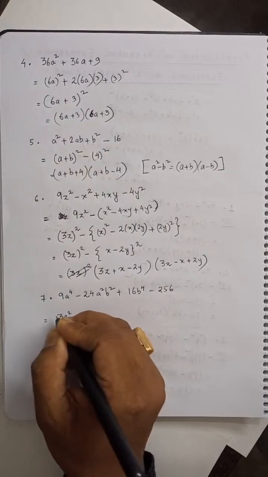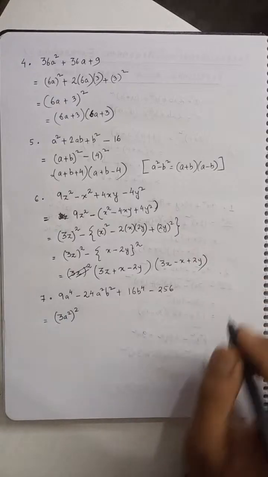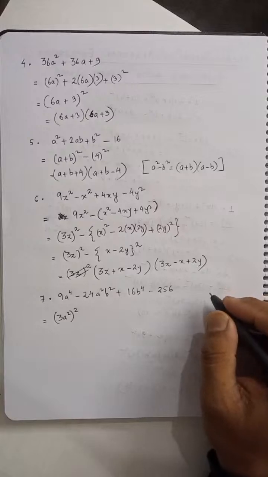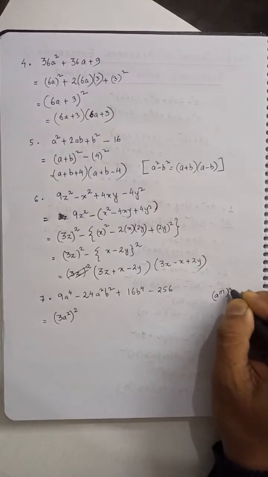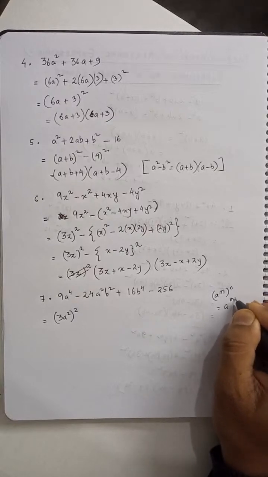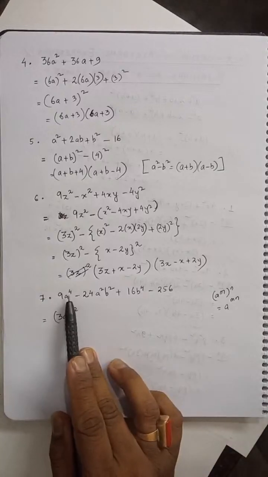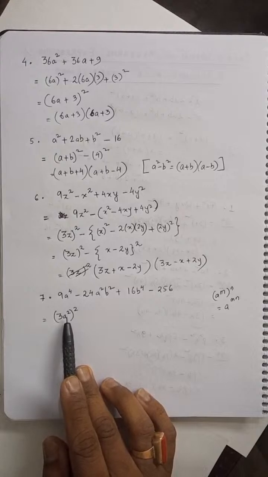3a square whole square. Okay, so why am I writing square whole square of square? We have an identity. I will not say identity, this is the law of indices. So if we have a to the power m whole to the power n, this is expressed as a to the power mn, right? So I am doing just the reverse of it. So we have 4, so I am writing it as 2 multiplied by 2.